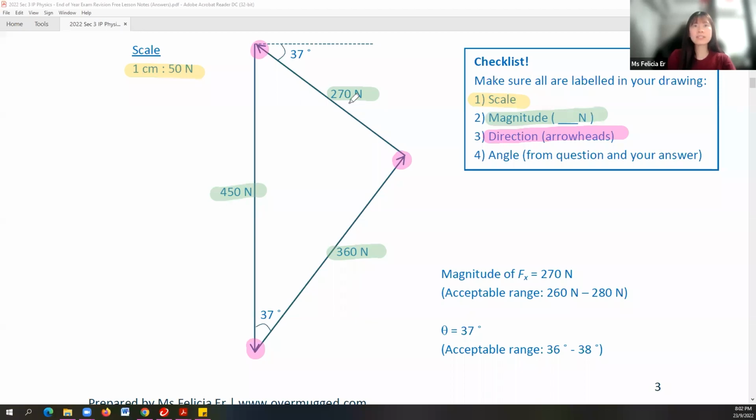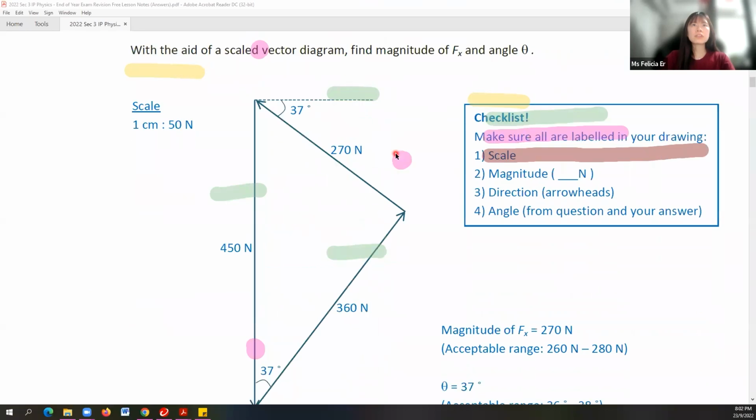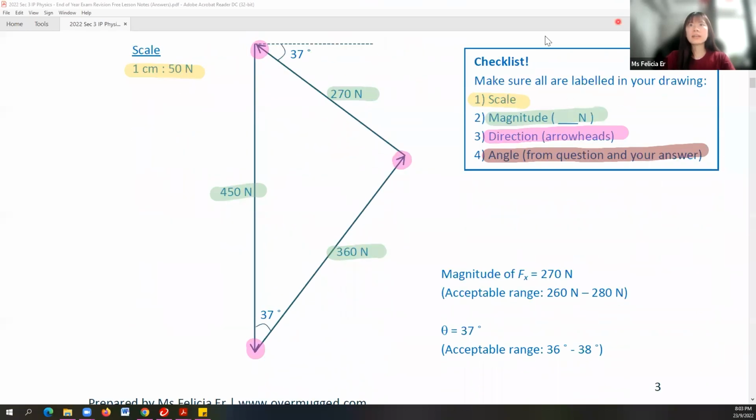Because all these lines are from the question. Then next, it will be the angle. So the question and your answer both got angles, right? In this case, the question gave you 37 degree. So make sure you put in the 37 degree and your final answer also 37. That's why you must have both from the question and the answer. Then these are the range of possible answers. So if your answers are inaccurate, that means your drawing is a bit off.